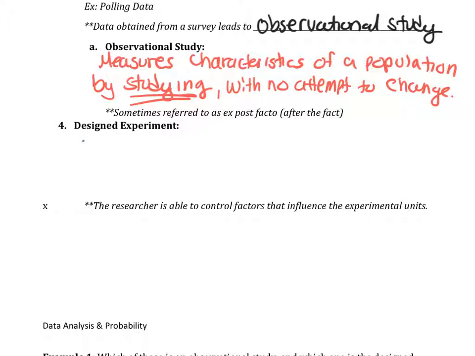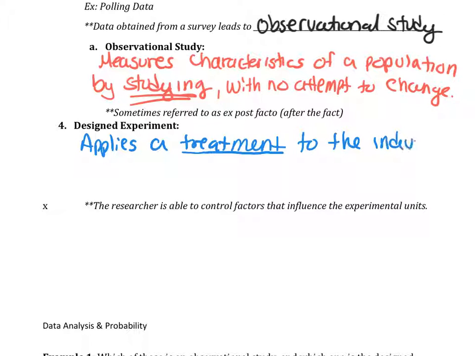So the designed experiment applies a treatment to the individuals in your sample. So the individuals are just the people in your experiment. And try to isolate the effects of one variable.